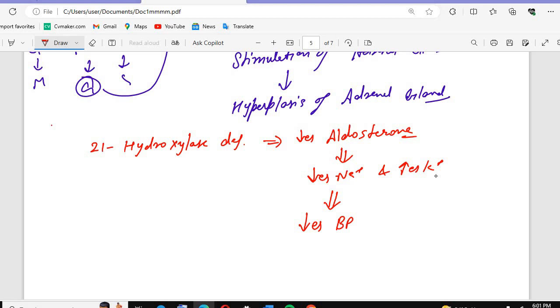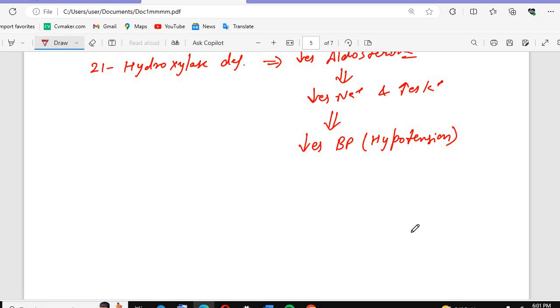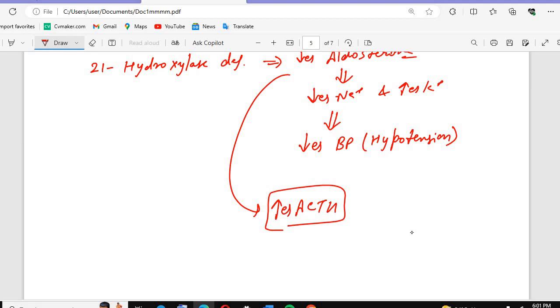The blood pressure will be low, and the patient can go into hypotension, and further it can lead to hypotensive shock. I hope you are connecting each dot. If there is a decrease in aldosterone, it will increase the ACTH again.